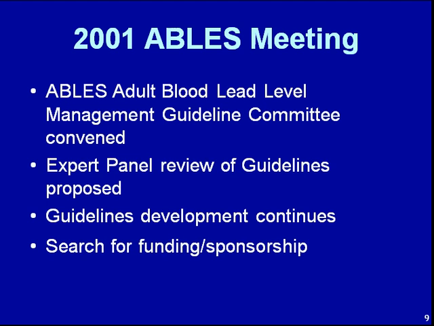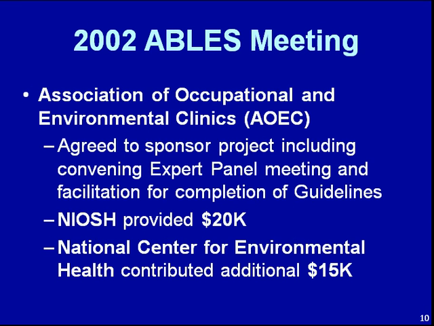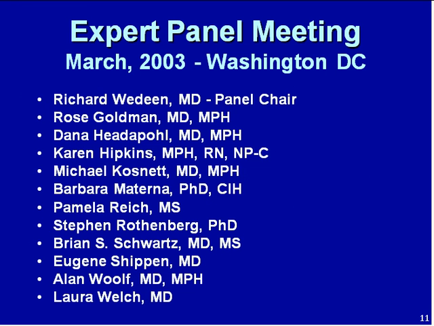Out of the ABLES meeting, a panel was formed to begin thinking about how to best update the guidelines and to begin to look for funding sources to sponsor such an effort. In 2002, the Association of Occupational and Environmental Clinics took on this endeavor and was able to find funding from both NIOSH and the National Center for Environmental Health. An expert panel was formed that met in Washington in 2003, and you see the members of that panel.